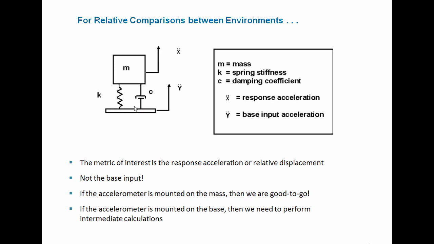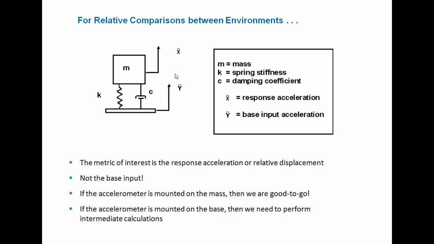So let's say we're doing a test or we're gathering field data or flight accelerometer data, and we had an accelerometer mounted on this mass. Well, that would be great, because then we could take that data and say this is the response of our system, and we could feed that into our fatigue calculation. Or if we had an accelerometer on the mass and an accelerometer on the base, then through some intermediate post-processing, we could determine the relative displacement. And that relative displacement could also be fed into our rainflow cycle counting.